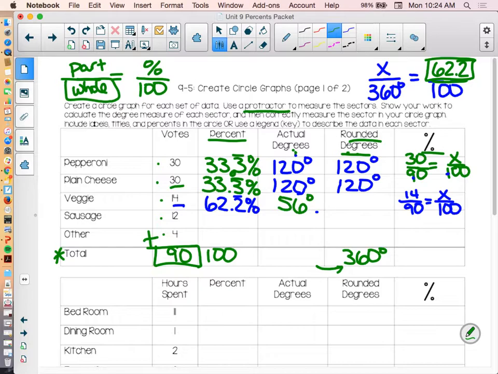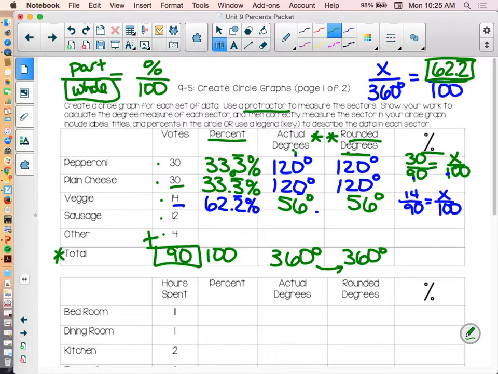Sorry, I keep changing colors. And if you got an exact 56 degrees, then you just get to recopy that in this column. If you finish this up, you should see that it adds up to 360 degrees. And for this problem, this column is going to be the exact same as the rounded. The reason is because all of them are whole numbers.